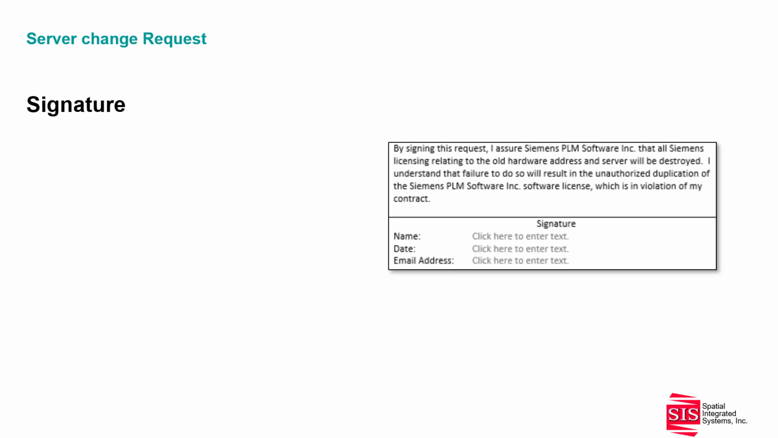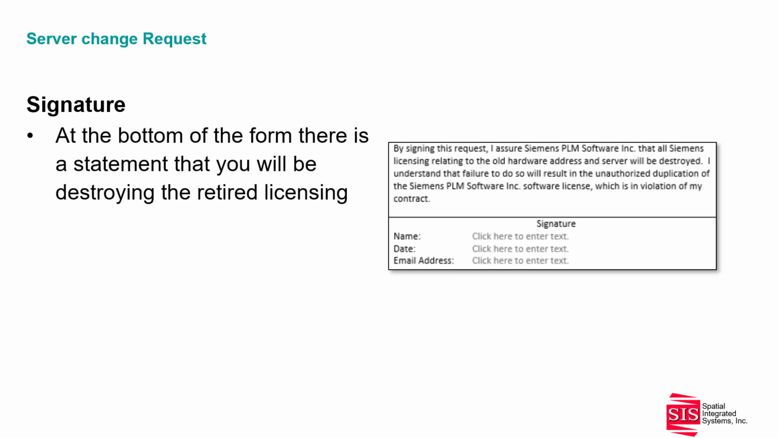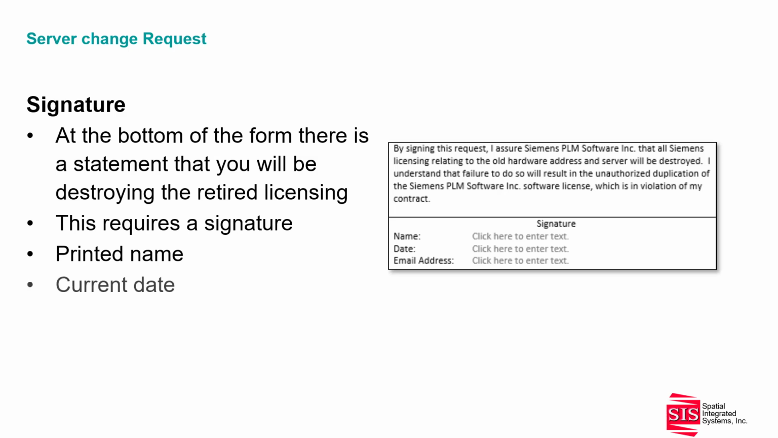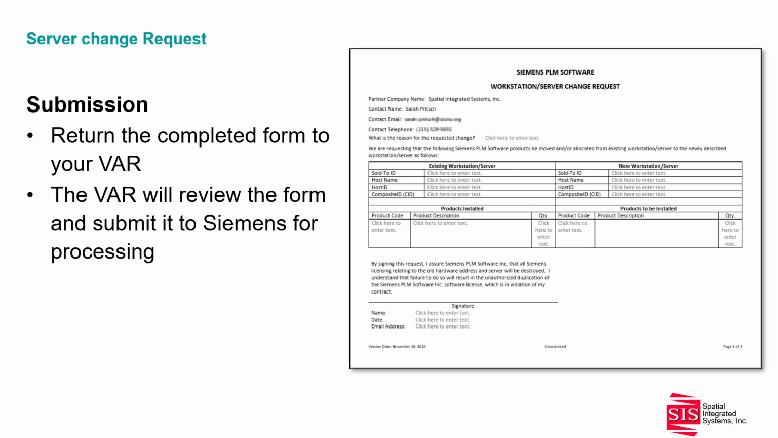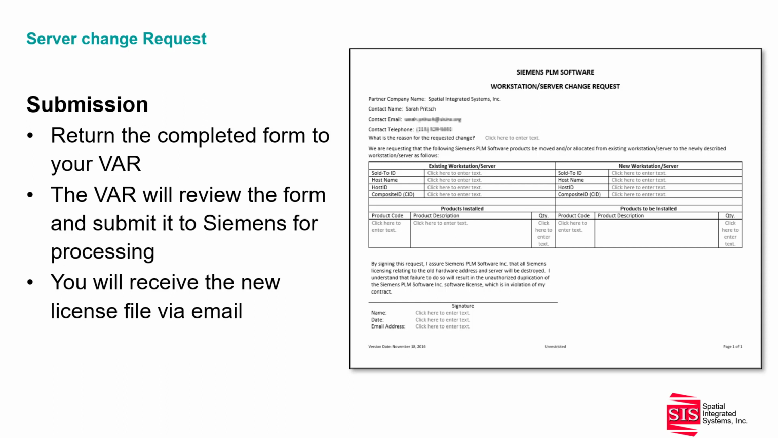Signature. At the bottom of the form, there's a statement that you will be destroying the retired licensing. This requires a signature, printed name, current date, and email address. Submission. Return the completed form to your VAR. The VAR will review the form and submit it to Siemens for processing. You will then receive the new license file via email after processing.